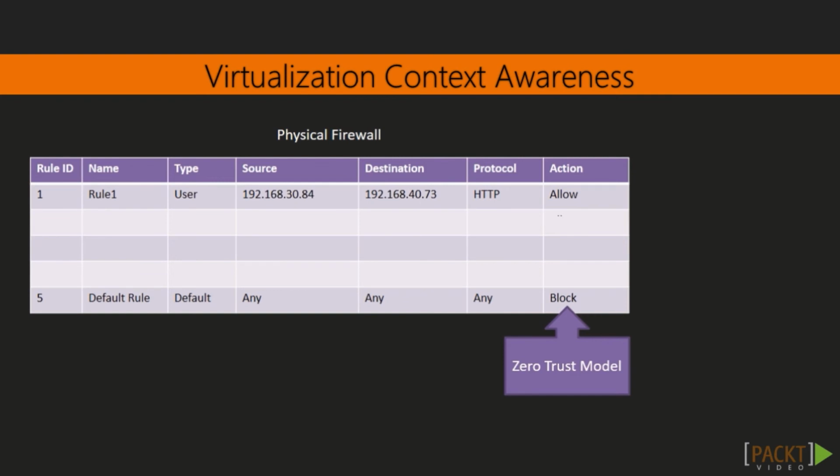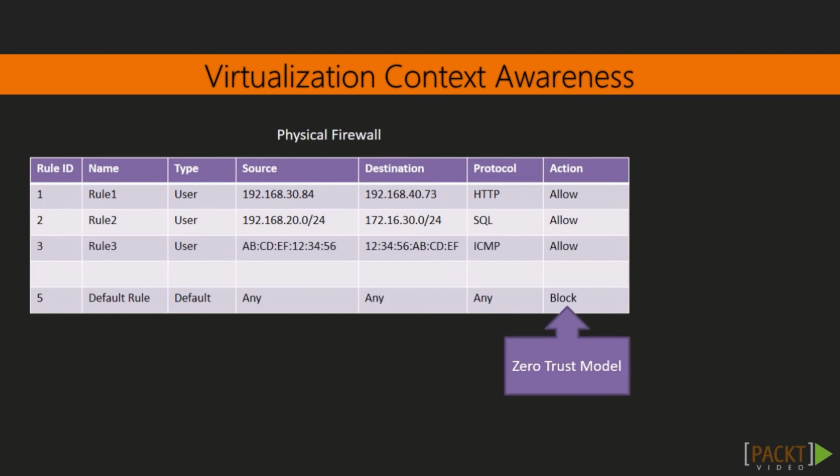Let's say the first rule, you have a source IP, a destination IP, and a protocol. And you allow specific traffic, in our example, HTTP. So that's done in the physical firewall. Or another rule, you could have, instead of using a single IP address for source and destination, you could use a network, in our example, a /24.